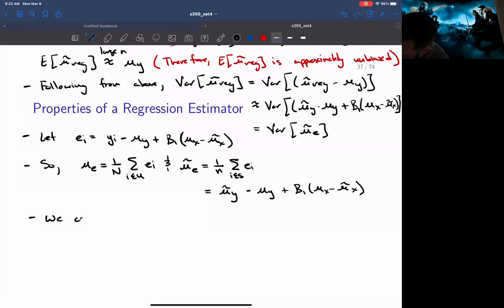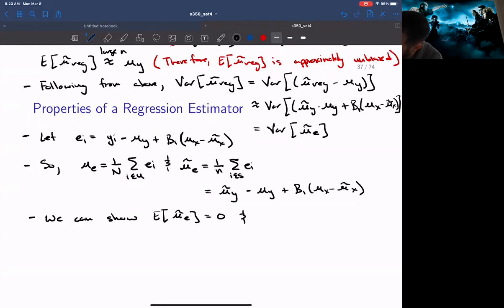And then we can just note down, so we can show, that the expected value of mu tilde e is equal to 0. That follows directly from what we had shown above, because if we take the expected value of this, we get mu y minus mu y, and then a mu x minus mu x term inside the bracket, so everything just cancels out. And this is under a simple random sampling scheme.